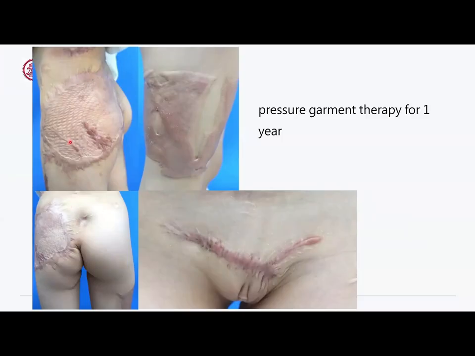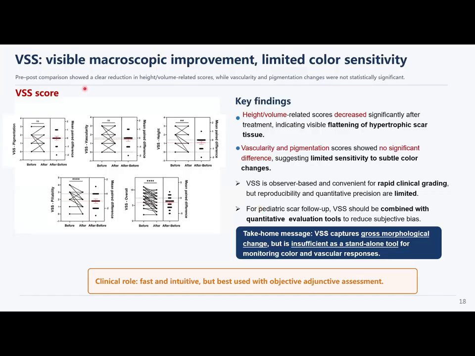So we did laser, and because she is still too young, I don't want to do too many surgeries and too much anesthesia for her. So we did lasers and compression and sometimes some creams. We also used VSS. Of course, when we do the camera evaluation, we calculate the VSS as well.